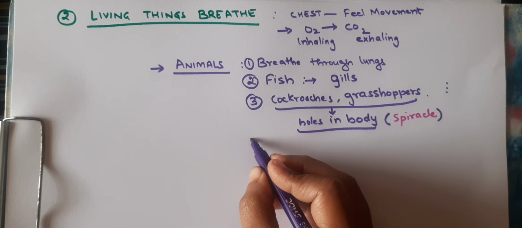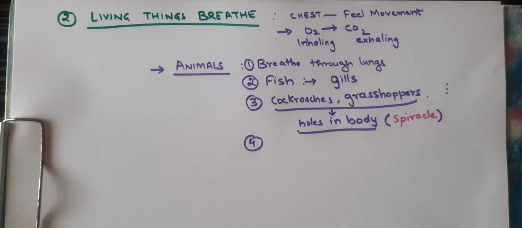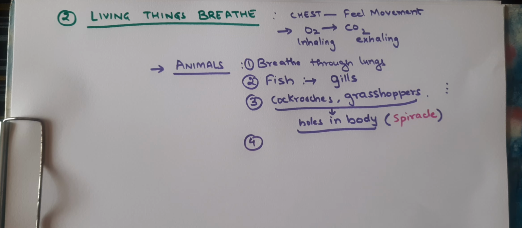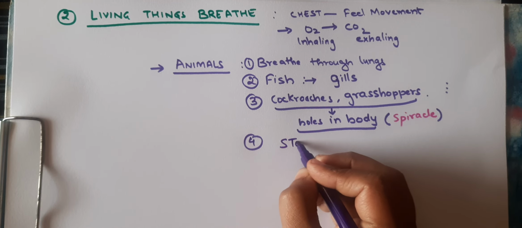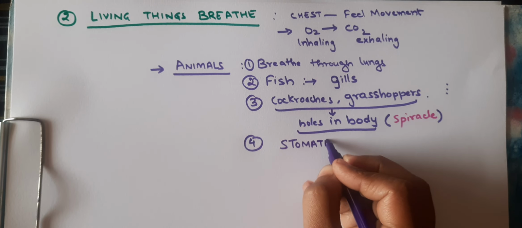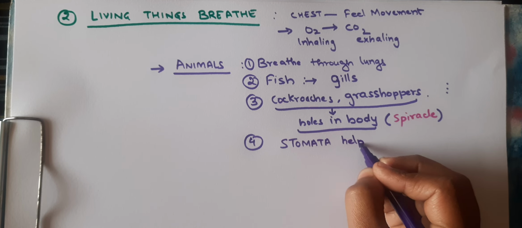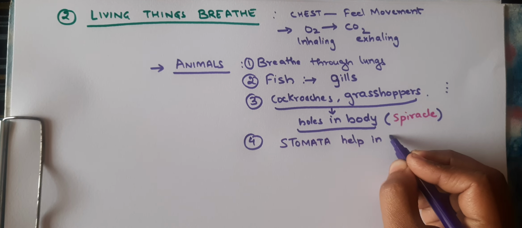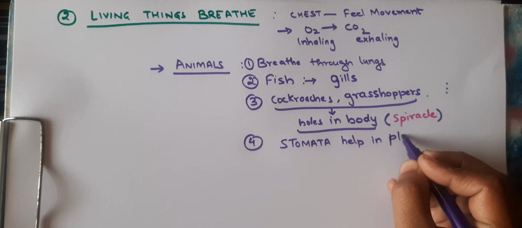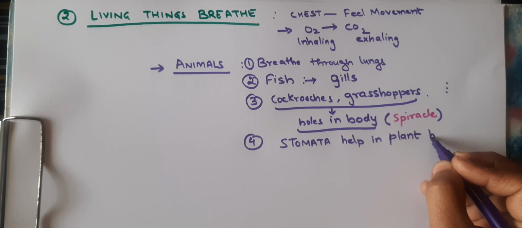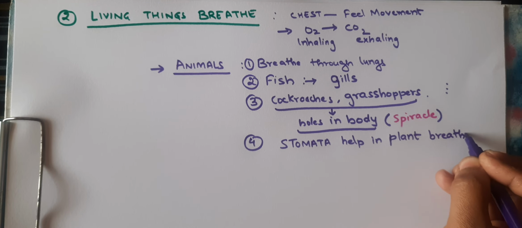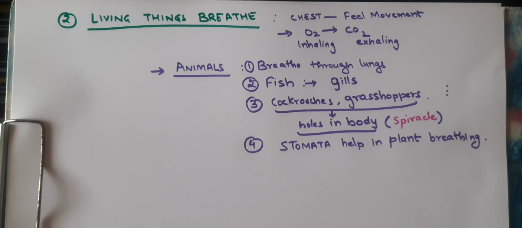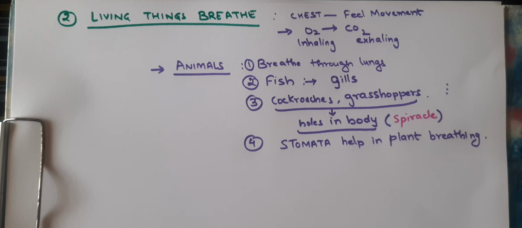Now the plant. So do you see plants also breathing? Do they have a nose? No. Do they have gills? No. Then how do they breathe? They have stomata, okay, stomata. So the stomata help in plant breathing, okay? Is that clear to you?